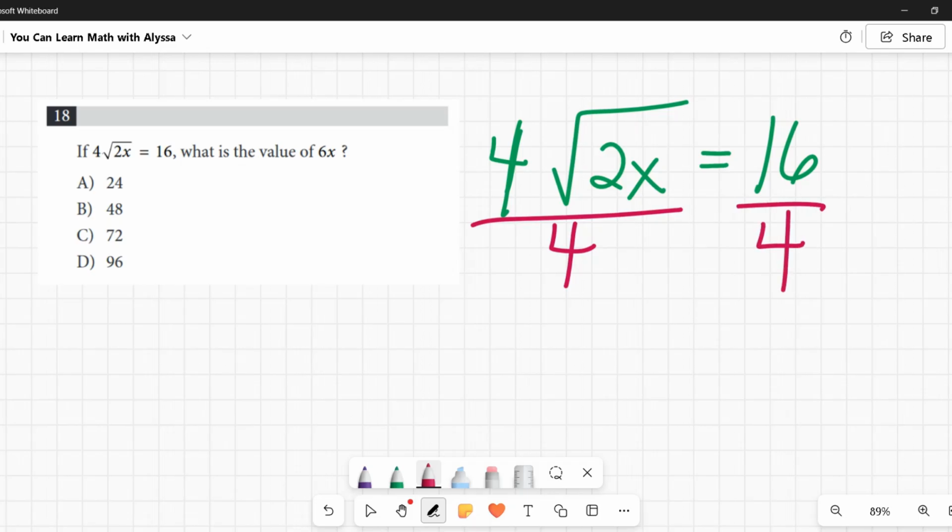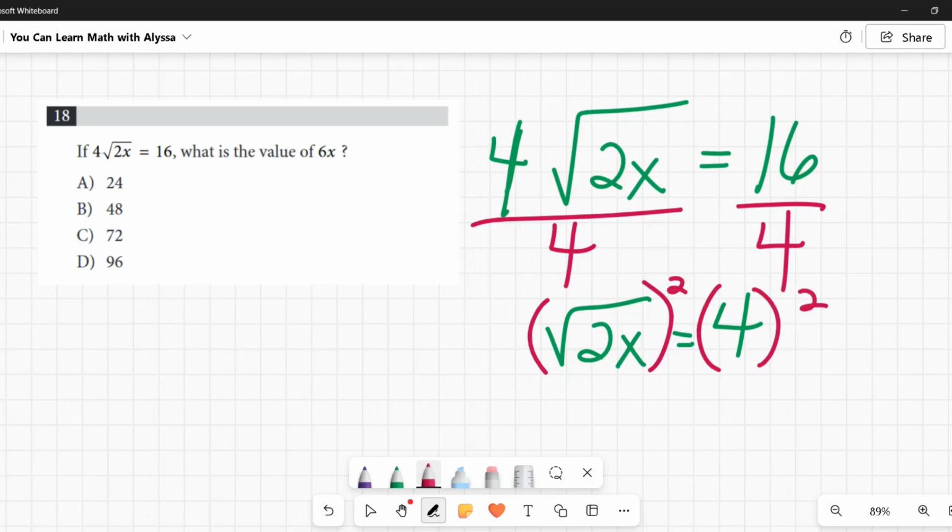And to keep the equation equal, I do that to both sides. So on the left now, I just have the square root of 2x. On the right, 16 divided by 4 is 4. Now, I want to undo that square root. So I'm going to do the opposite of a square root, which is squaring. I square both sides, and I get that 2x is equal to 4 squared, which is 16.